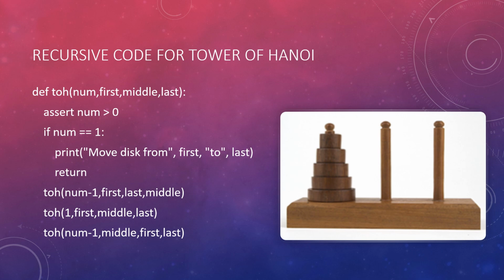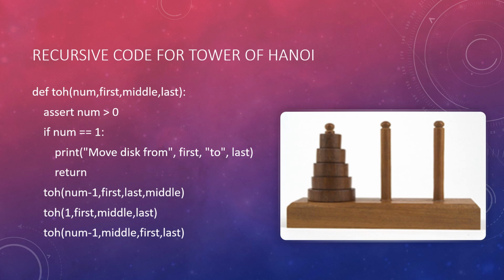First we check that the number of disks given to us is greater than 0. If there is only one disk, then the move is simple. Actually, one disk is the base case for this recursion. So for one disk, we simply say move the disk from the first peg to the last peg, and then we return.